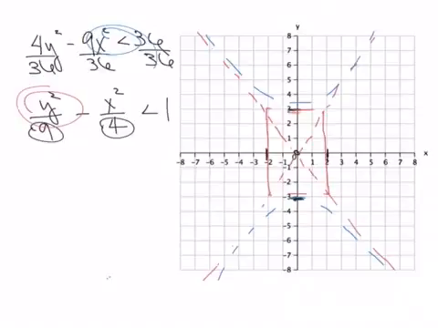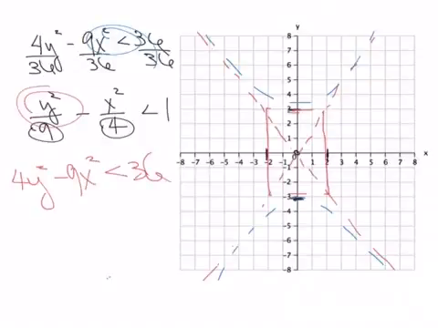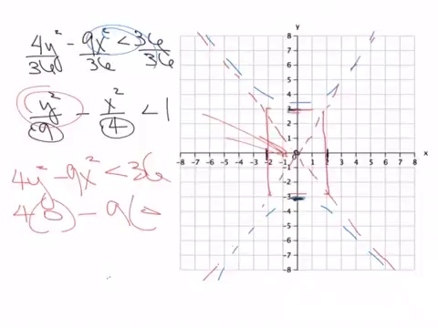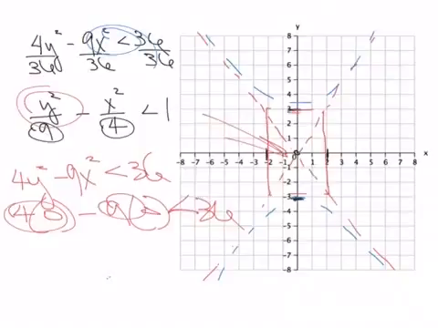Okay, so is it going to be shaded inside my hyperbola or on the outside? Well, that's what I'm going to do here. I'm going to pick a point and put it into my original equation. My original equation was 4y squared minus 9x squared is less than 36. So again, I'm going to use 0, 0. So 4 times 0 squared minus 9 times 0 squared is less than 36. So 0 minus 0 is 0. Is 0 less than 36? Yes, it is. So that means 0, 0 works, right?